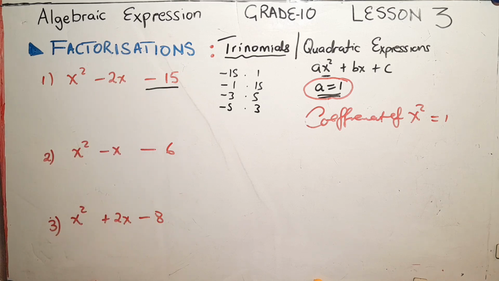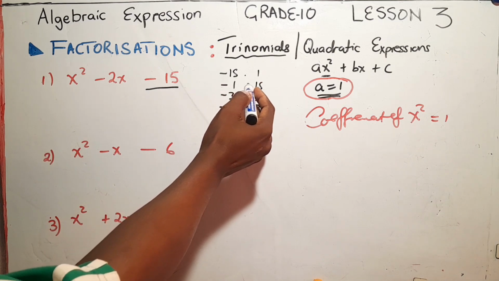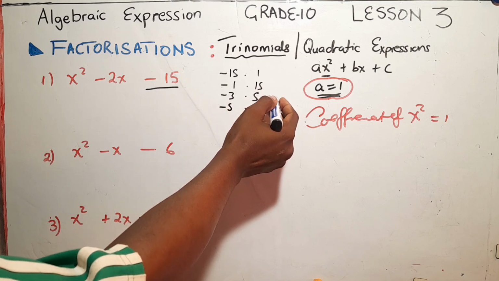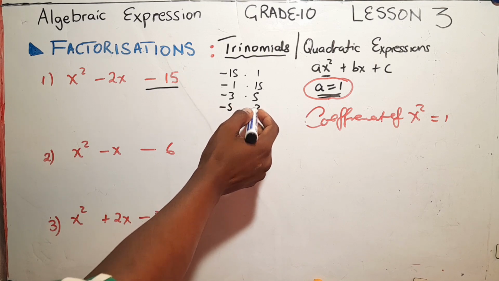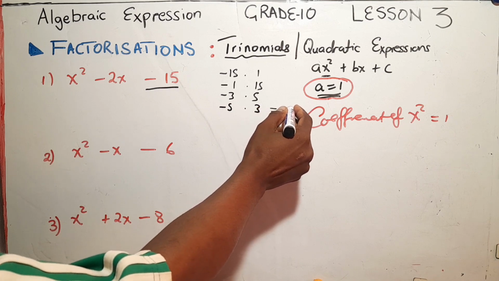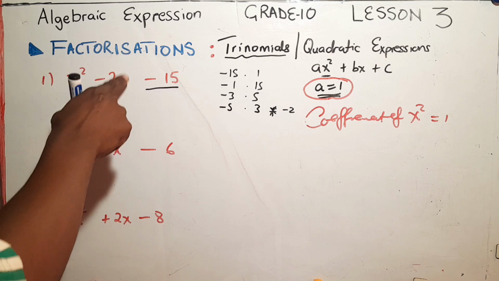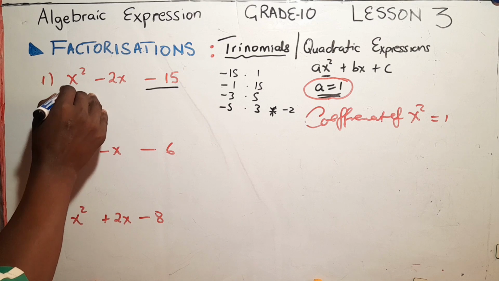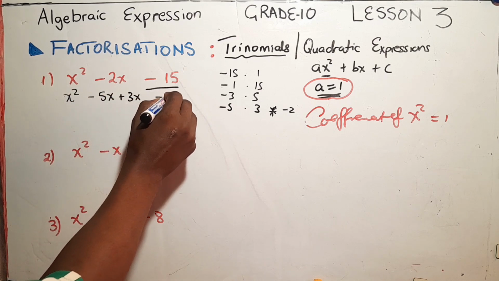Now we check the values that can add to give us negative 2. Negative 15 plus 1 gives us negative 14. Negative 1 plus 15 gives us 14. Negative 3 plus 5 gives us positive 2. And negative 5 plus 3 gives us negative 2. So this gives us negative 2. We are going to take these values and replace that. We are going to write negative 2x in terms of negative 5 and 3. So this will just be x squared minus 5x plus 3x minus 15.